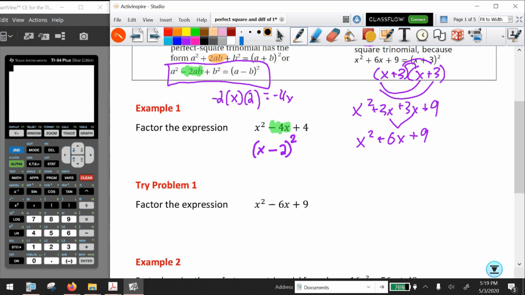You can check your work if you like by foiling it, but take my word for it, it is the correct answer. Go ahead and do this try problem. You can pause the video now if you'd like, but I'm going to go ahead and answer it. So first step, try to identify if you have a special type of a quadratic.